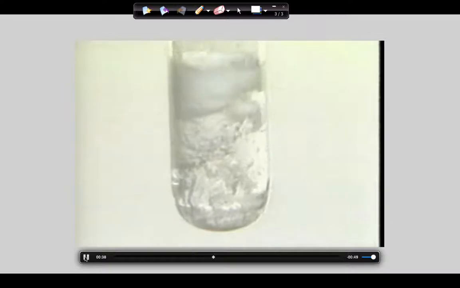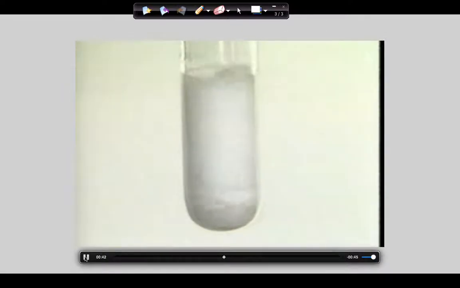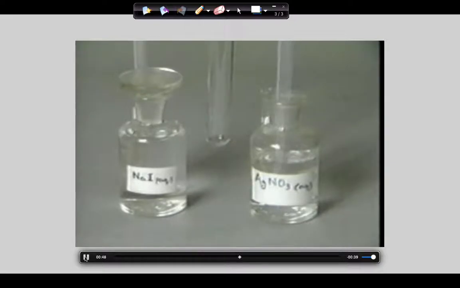Okay, we get the idea. Good. This is a white precipitate of silver chloride. Now we've got a different combination: sodium iodide and silver nitrate. Because we know nitrates are always soluble.